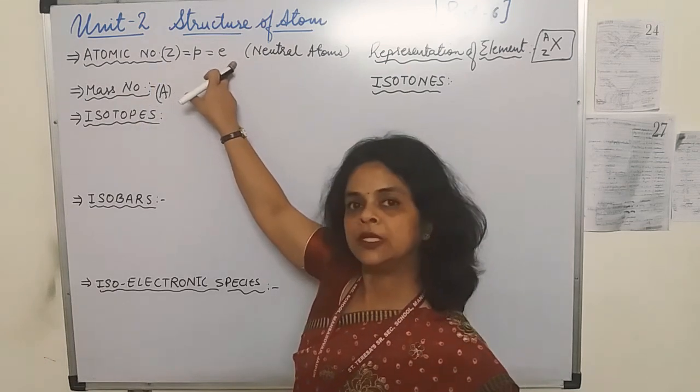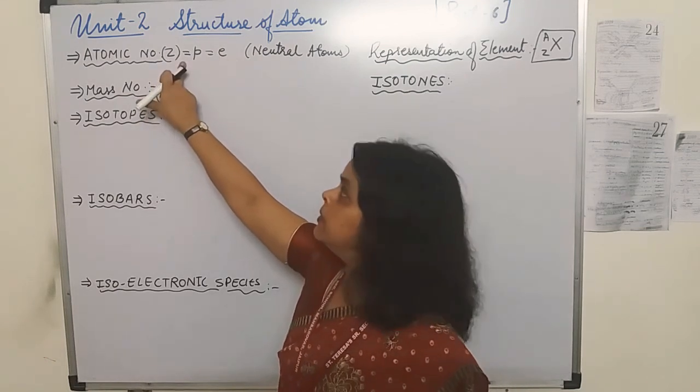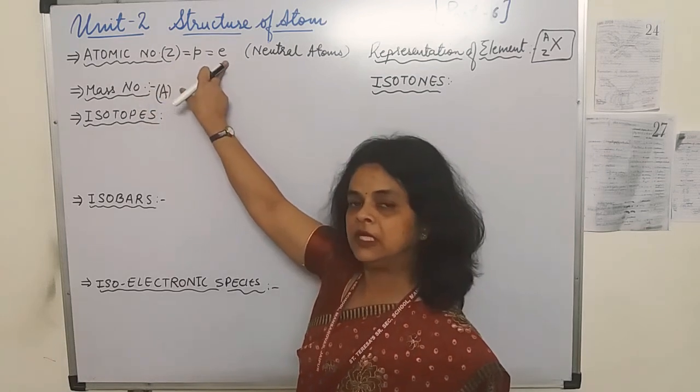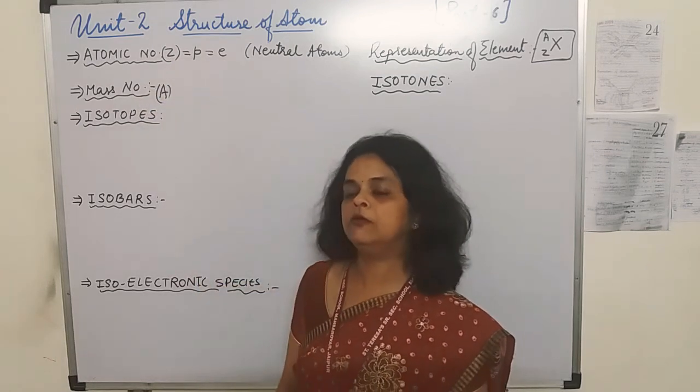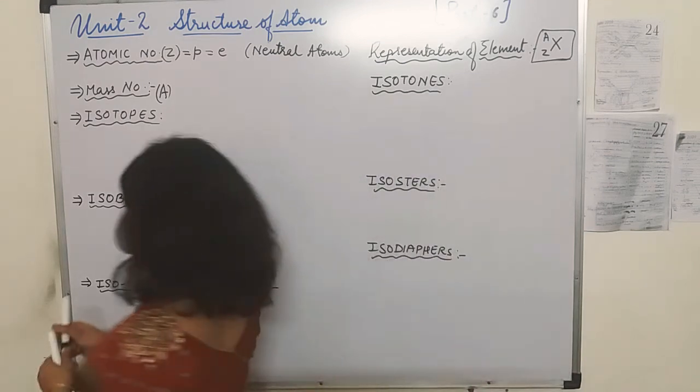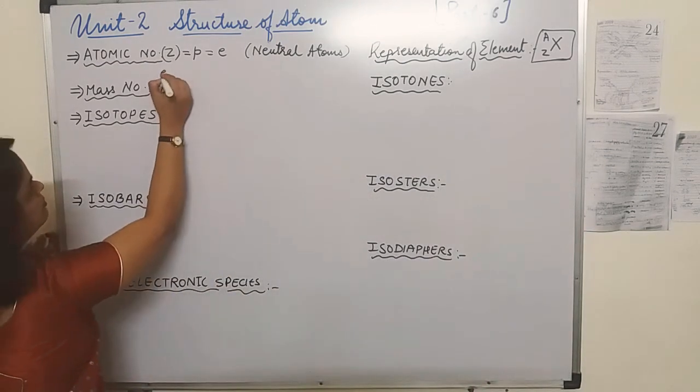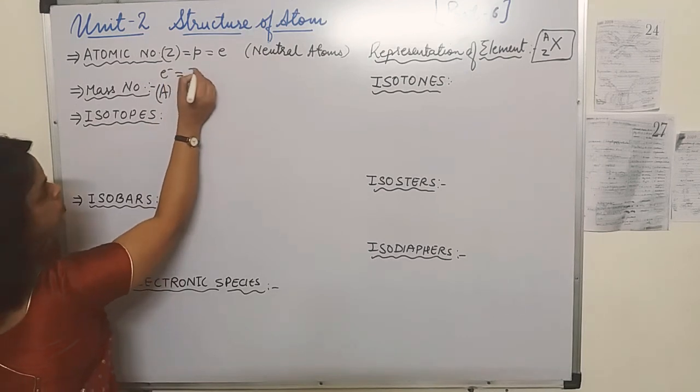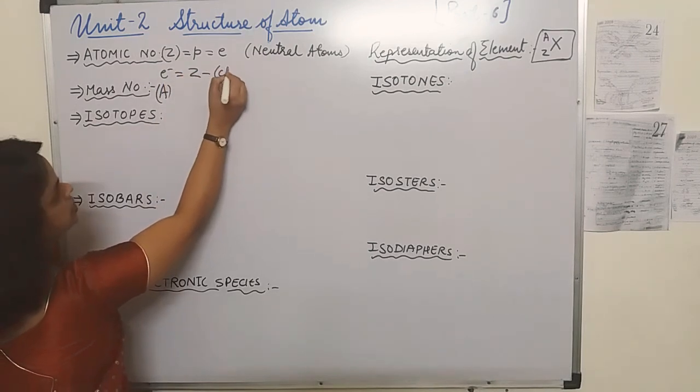So chlorine का atomic number होता है 17. The number of electron will also be 17. But suppose if I have to find out the number of electrons in the charged species, then there is a formula. How to get it? The number of electrons is equals to Z minus charge.